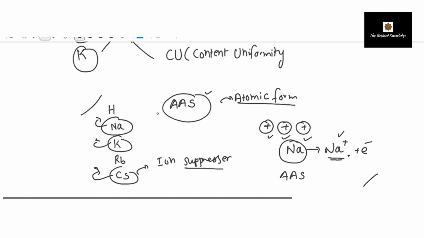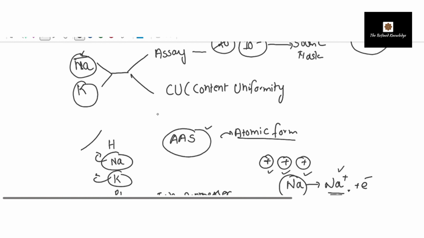Then the second test is content uniformity. In content uniformity, we are detecting the individual content of sodium or potassium in each sachet. For CU, generally we take 10 sachets, and for each individual sachet we dissolve it in 50 ml of water, and then it follows further dilution. Again, the final dilution will be with cesium chloride. In this way, atomic absorption spectroscopy helps us detect the concentration of sodium and potassium in the collective 10 sachets as well as in each individual sachet.